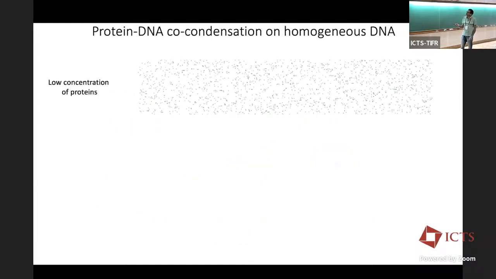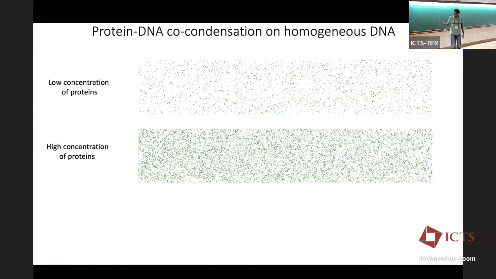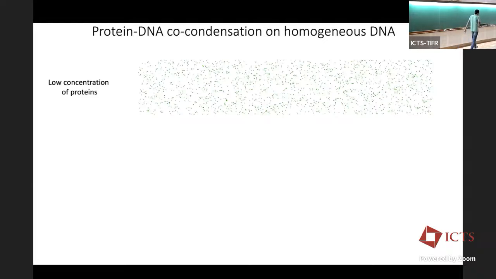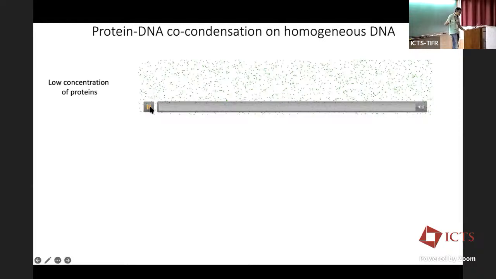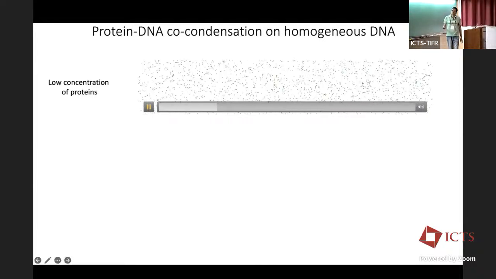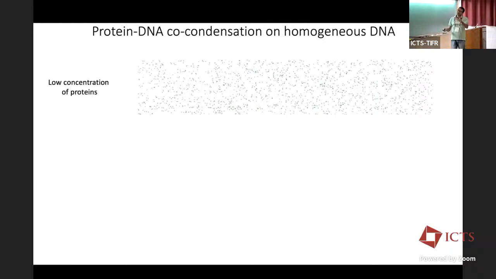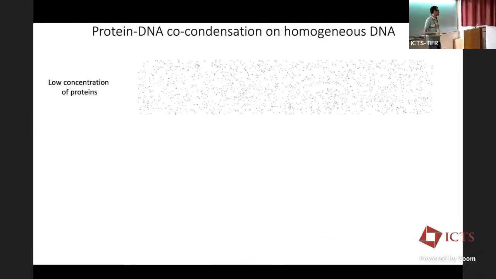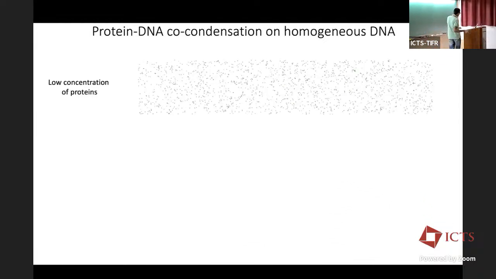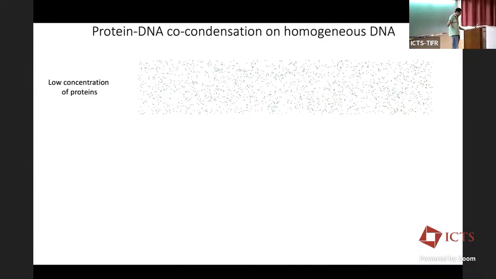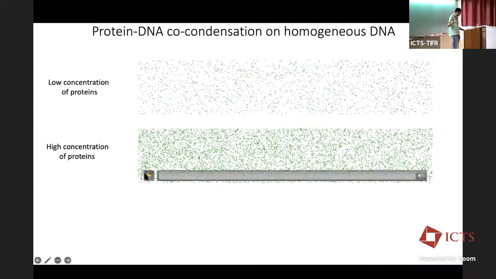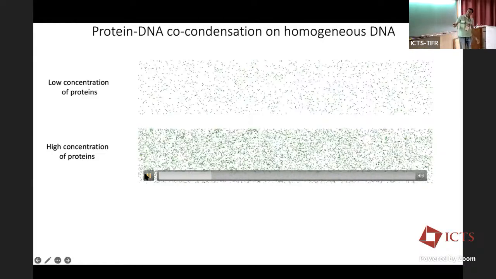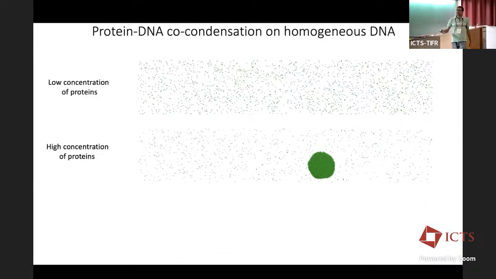This is the simplest thing one can initially think about. If you take a bunch of proteins inside a box, which interact amongst themselves without the DNA, at low concentration you just see a homogeneous solution. And as you increase the concentration, at a high concentration they form a droplet, right?